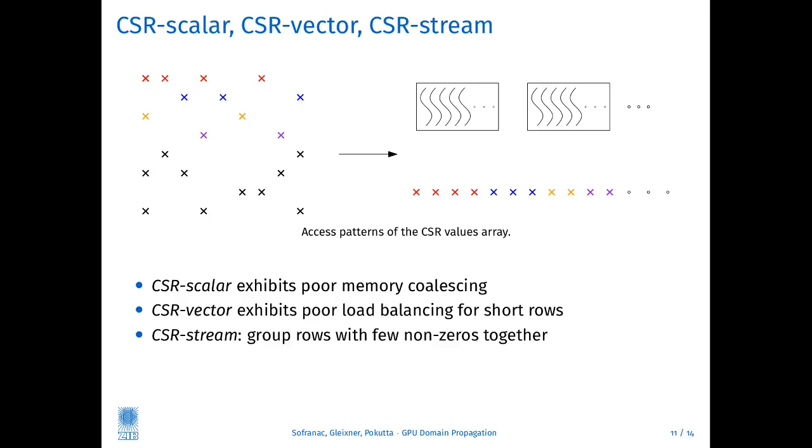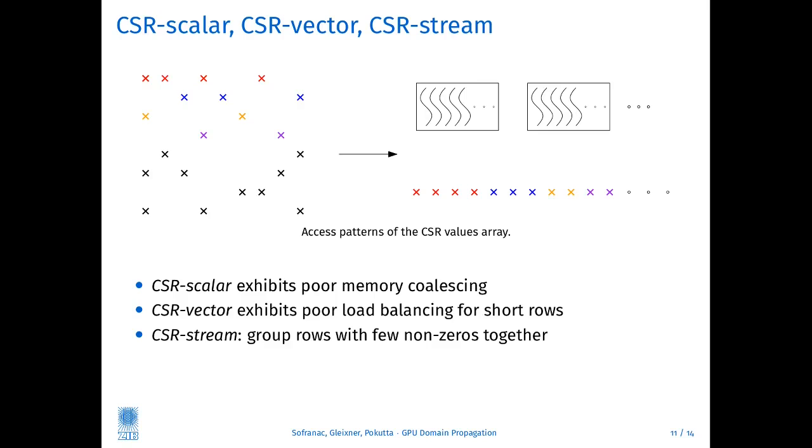The CSR vector solves this problem by assigning a warp of threads per constraint. This way, the first thread accesses the first element in the first row, the second thread the second element in the same row, the third thread the third element in the same row, and so on. This results in fully coalesced memory accesses as neighboring threads access neighboring elements. However, if there are more threads in the warp than there are non-zeros in the constraints, this would leave some of the threads idle, resulting in poor load balancing.